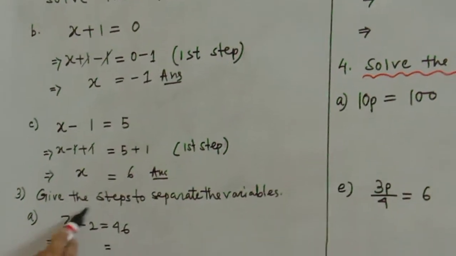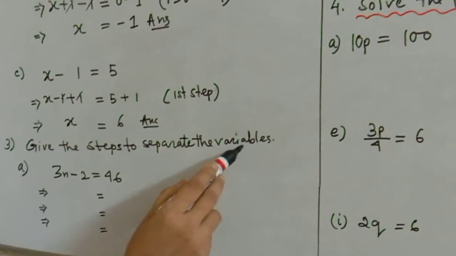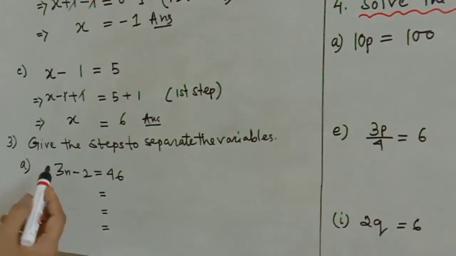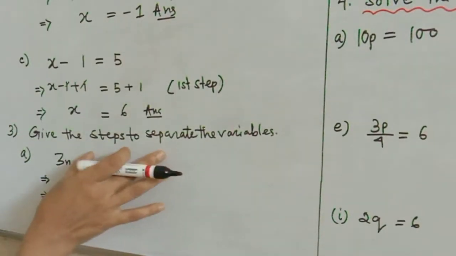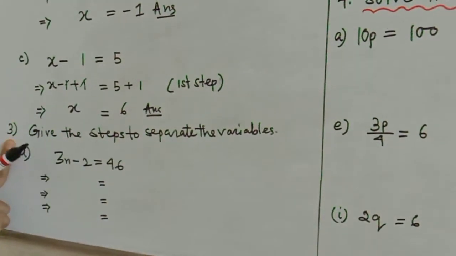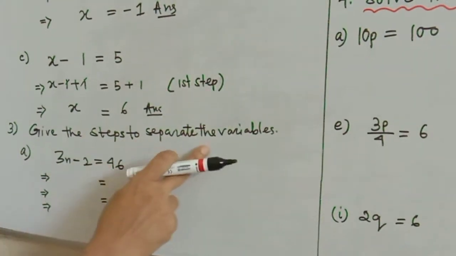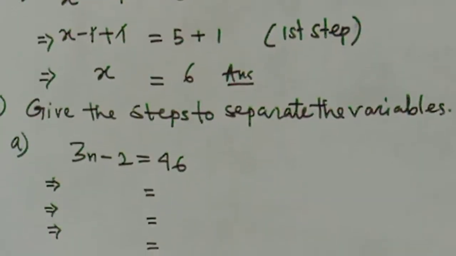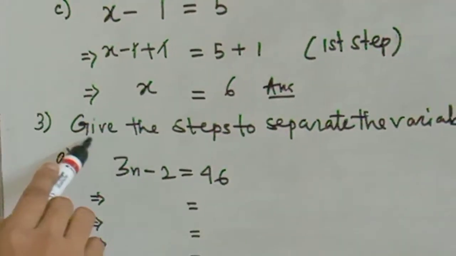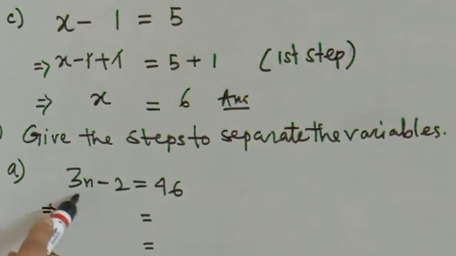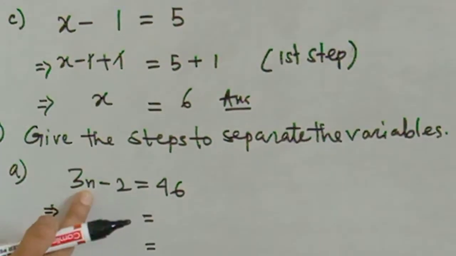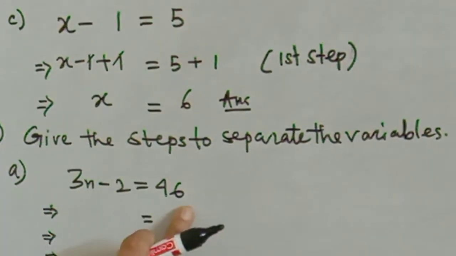Next question, give the steps to separate the variables. Now question number 2 and 3 are very similar, 1, 2 and 3. So I am directly doing question number 3. Give the steps to separate the variables. Now here 3n minus 2 is equal to 46.